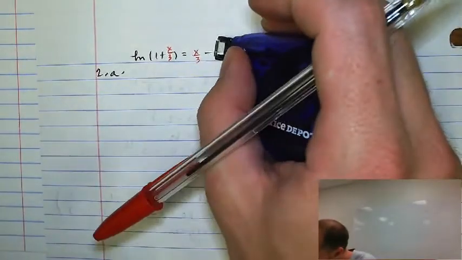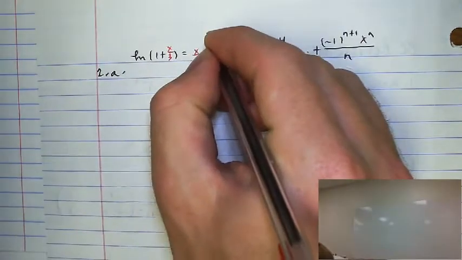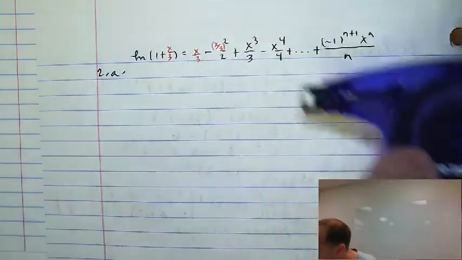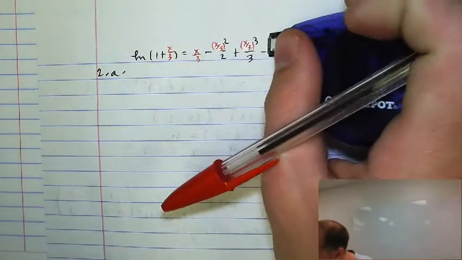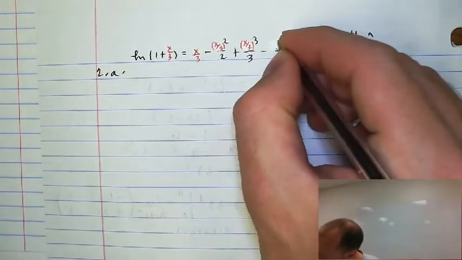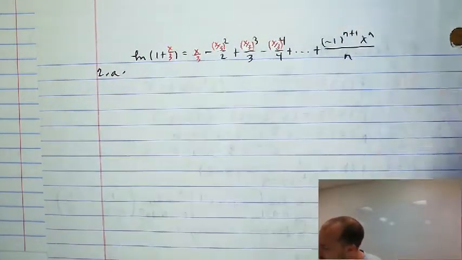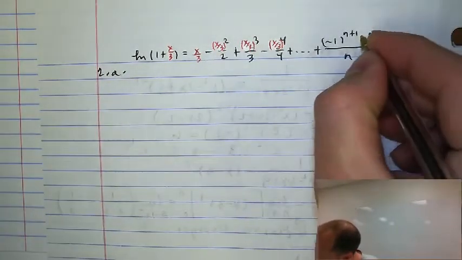Okay, I'm going to need parentheses, but I'm going to take x over 3 and square it, right? And then over here, I'm going to take it to the third power. So I'm going to have an x over 3 there and an x over 4 here, or x over 3. I'm just replacing x with x over 3. And then over here, I'm going to do the same thing. I'm going to replace x with x over 3.